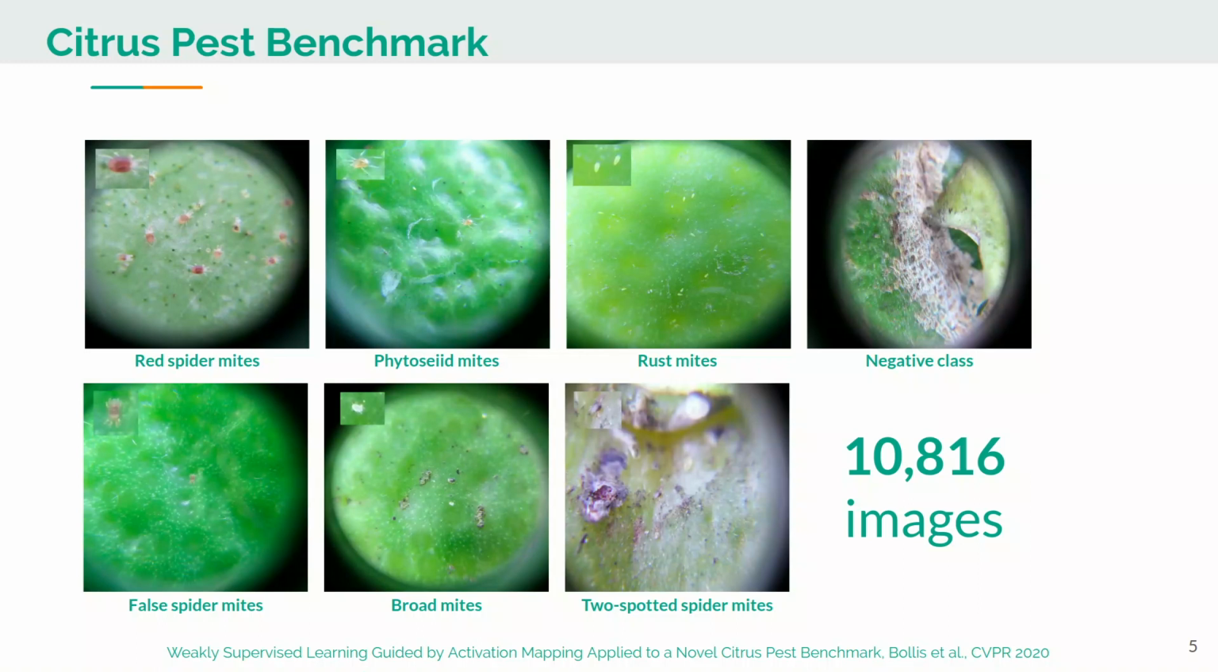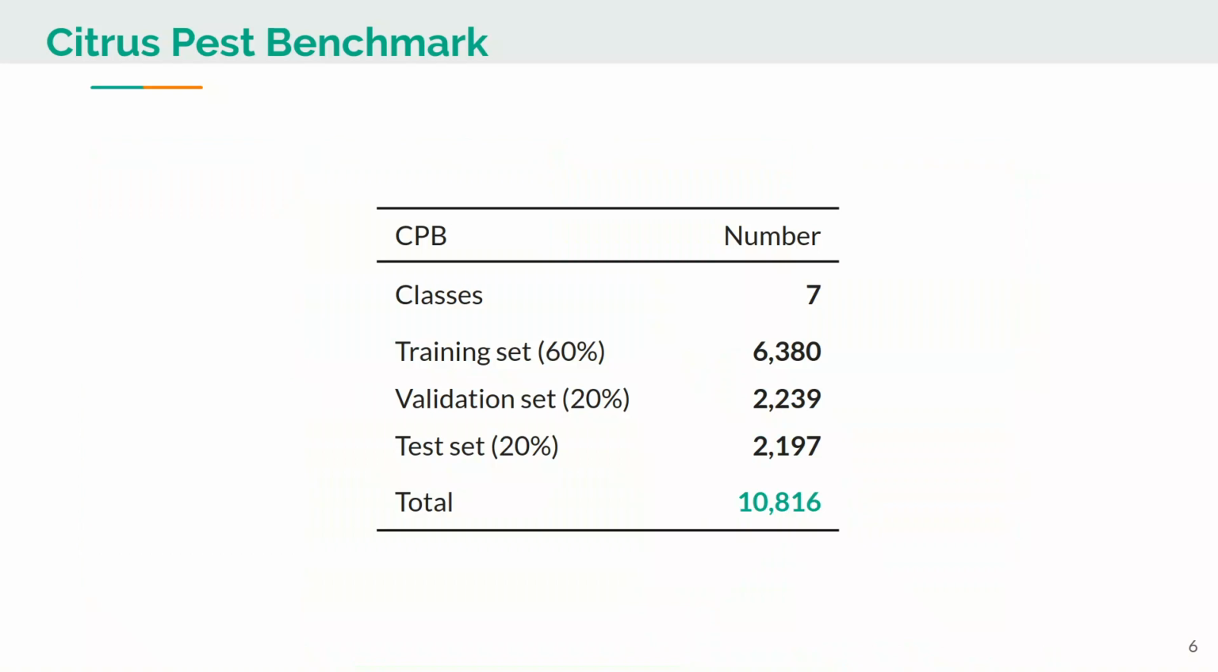We used the samples visited by the inspectors to obtain the mite images. The CPB was divided into 7 categories, 6 mite classes and the negative class. In addition, as most works in the literature, we divided the CPB into 3 sets called training, validation and testing, which contain approximately 60%, 20% and 20% of the images, respectively.